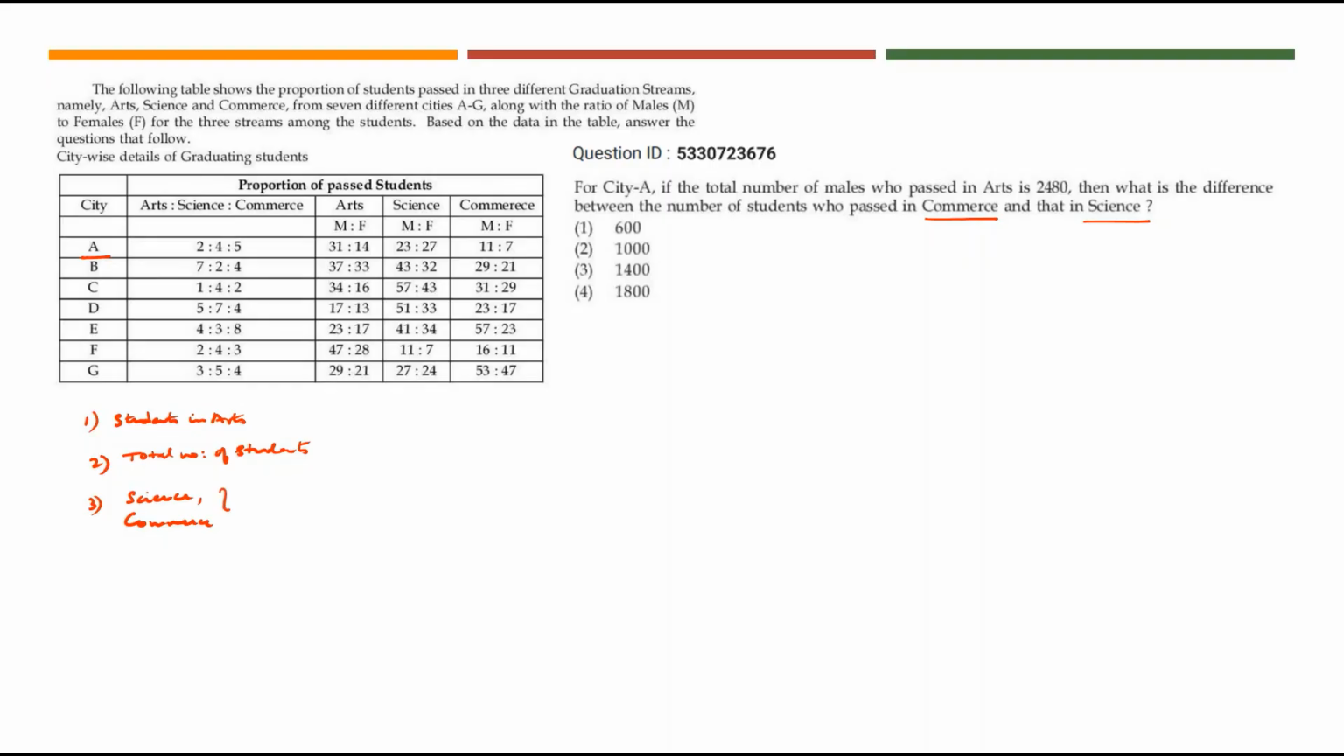Once you compute them, you have to find the difference between them. Let's take the first step. So what is the total number of males here? Males is equal to 2480.